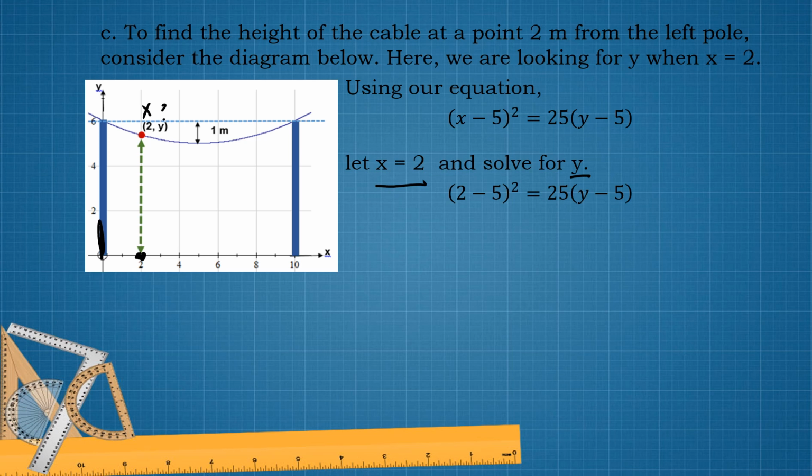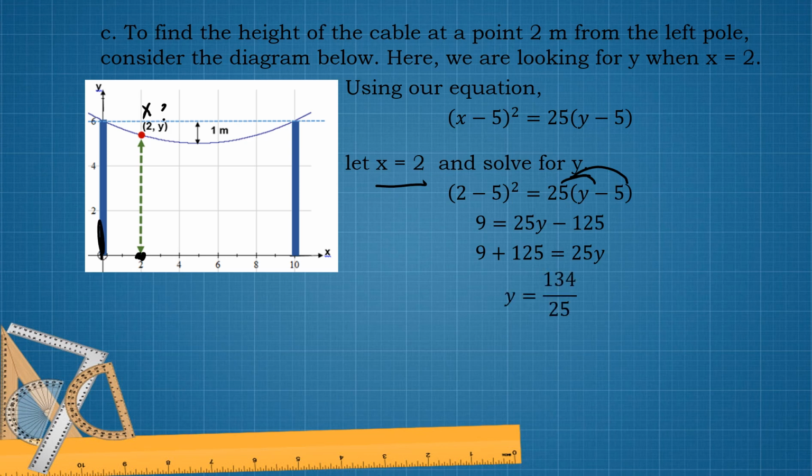So it will be (2 minus 5) squared equals 25 quantity (y minus 5). 2 minus 5 is equal to negative 3. If we square negative 3, it will be equal to 9. And then by distributive property, 25 times y is equal to 25y. And 25 times negative 5 is equal to negative 125. That's the reason why we arrive at 9 equals 25y minus 125. Now, using the addition property of equality, we're going to add 125 on both sides. So it will be 9 plus 125 is equal to 25y.